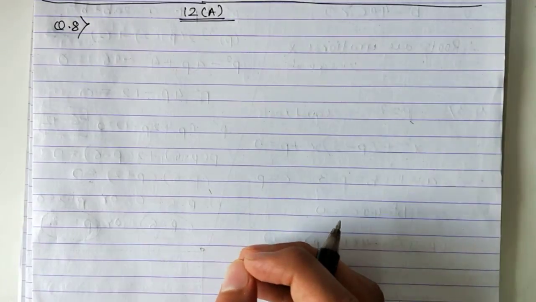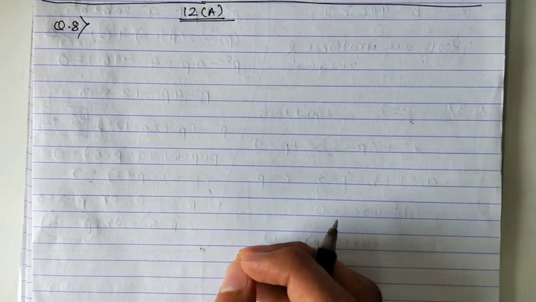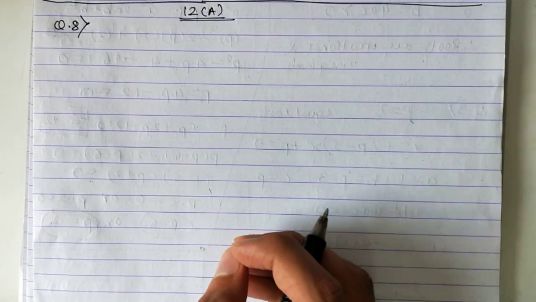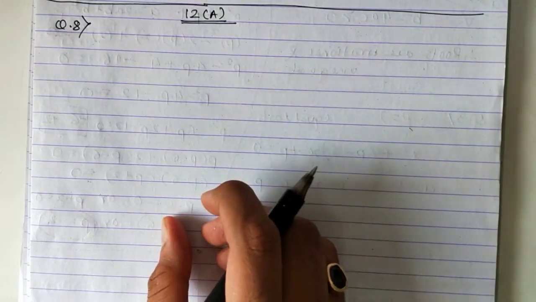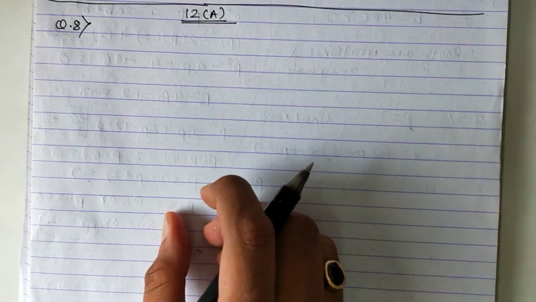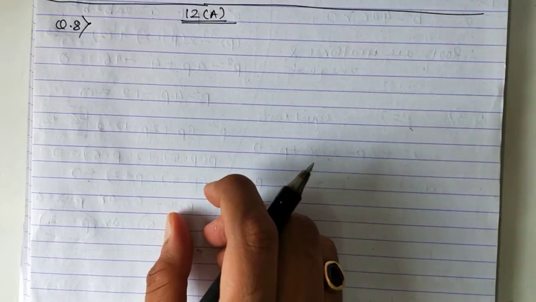Now I'll be doing selective sums. I'll do question number 8 and 9 also. After that I'll do selective sums, because all the sums do not come in exam, and in fact the school will also give you which sums will come and which not.